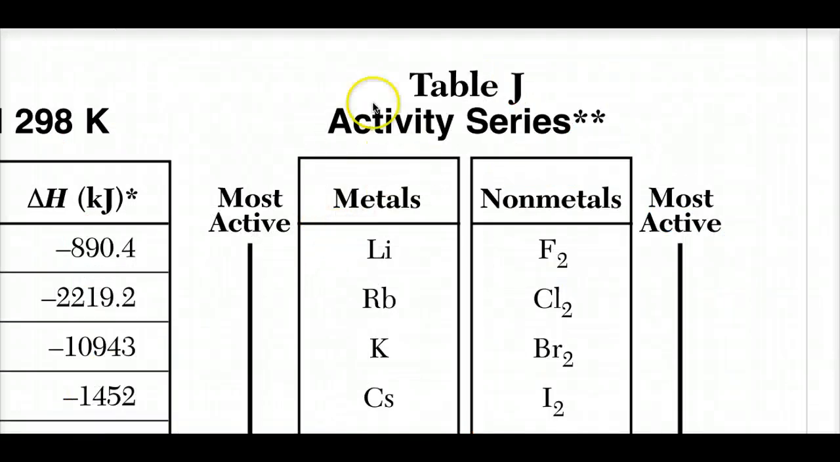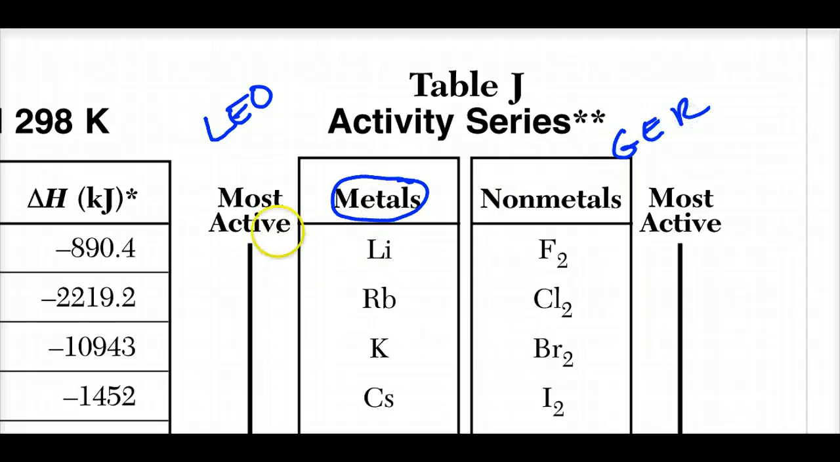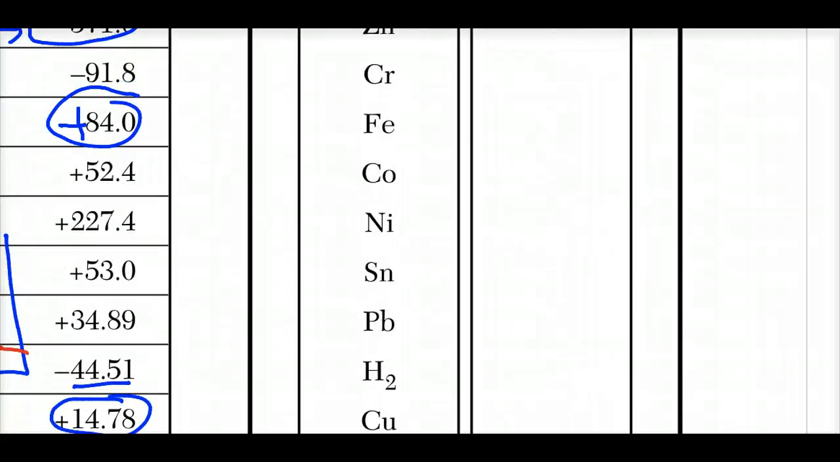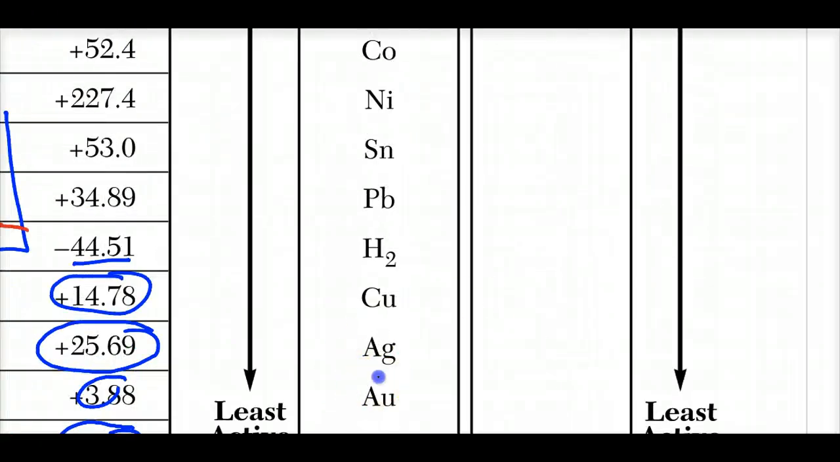So table J lists the activity series of metals. And you know metals lose electrons, and losing electrons is oxidation. Nonmetals gain electrons, and that's reduction. And so we use this table to decide who's better at losing electrons. And we'd see that lithium is the best, rubidium is second. As you go down, you can see that metals are less active. Gold doesn't like to lose electrons, that's why it doesn't rust.